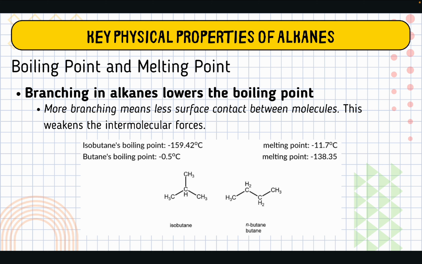Consider the example isobutane and butane. Isobutane's boiling point is negative 159.42 degrees Celsius. Butane's boiling point is negative 0.5. Here is a linear chain. Isobutane is a branched chain. So it's the same: you have 1, 2, 3, 4 carbon atoms. You have 1, 2, 3, 4.